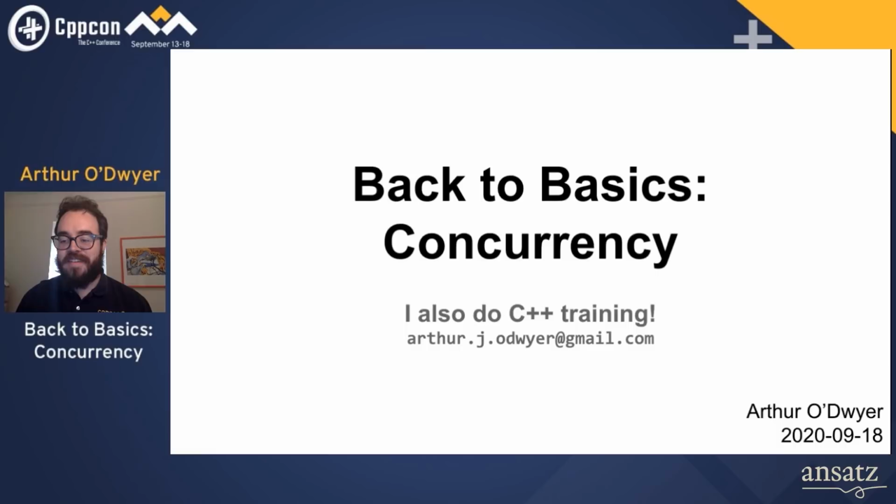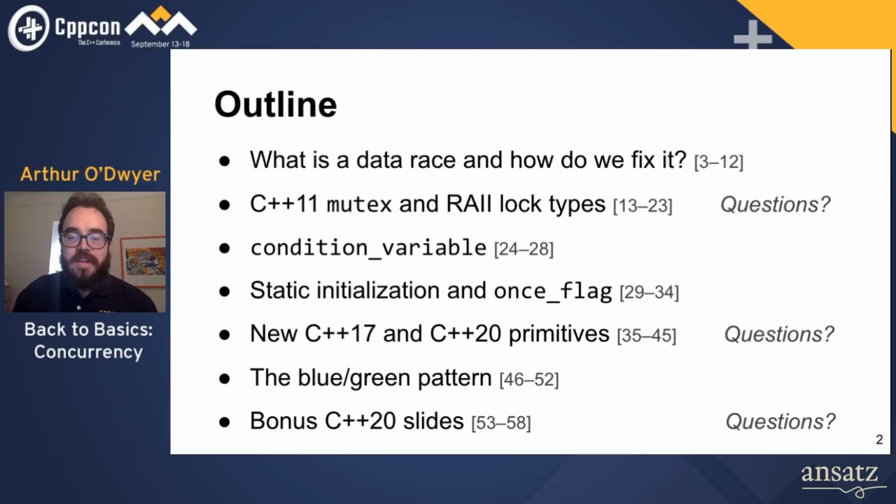Without further ado, let's get started with concurrency. So here's all the stuff we're going to be talking about today. We're going to talk about data races. We're going to talk about mutex and unique lock, condition variable, once flag, new primitives that have been introduced in 17 and 20, a couple of idioms that might be useful to you in writing one-off concurrency code, such as the blue-green pattern. And maybe if we have time, we have some bonus slides.